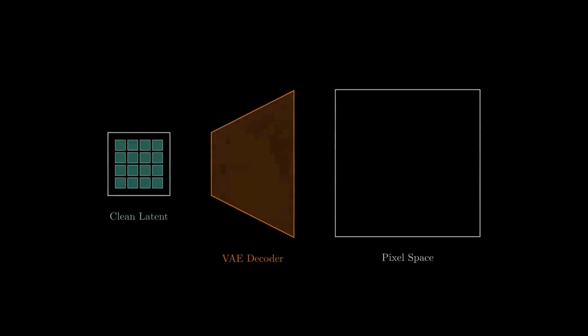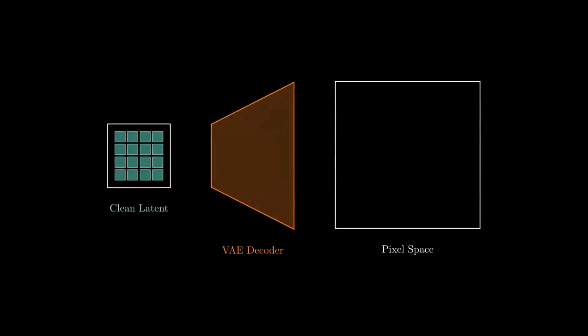Building on the denoising process we just finished, we have arrived at a crucial milestone. We now possess a clean latent. Notice how small and dense this grid is. This is a highly compressed mathematical representation of our image, pure structure, but no visible pixels yet. Humans can't see this. To turn this math back into art, we need one final component, the VAE decoder. Notice its shape. It acts as a bridge, designed to translate and expand compressed data.